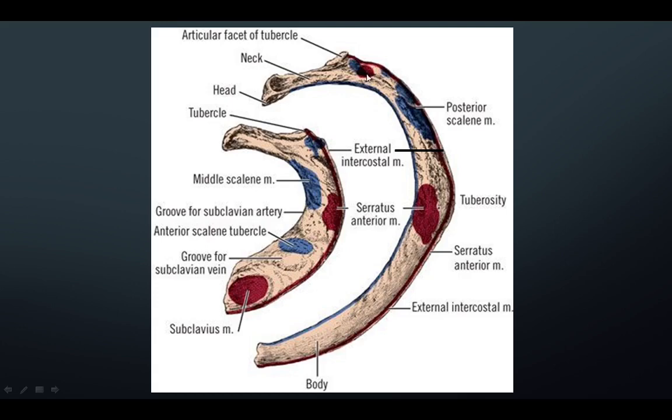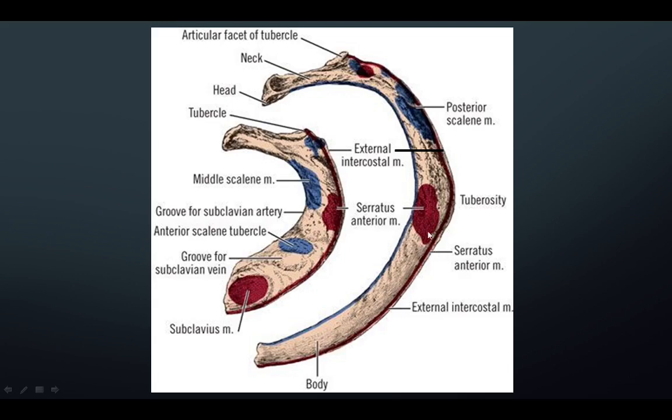Okay, you have the external intercostal along the external border, you have the internal intercostal along the internal border, and the serratus anterior muscle is attached here. Then you have the middle scalene muscle on the rib in this part. Then you have the anterior scalene muscle here, the scalene tubercle, and there are two grooves, of course, one for the subclavian vein, one for the subclavian artery, and the subclavian muscle, some parts are also attached to the first rib in this part.